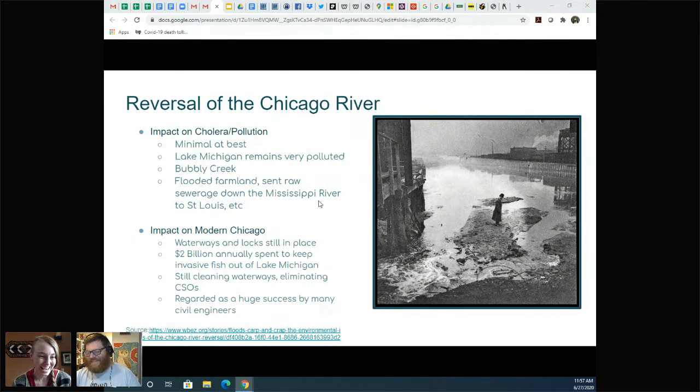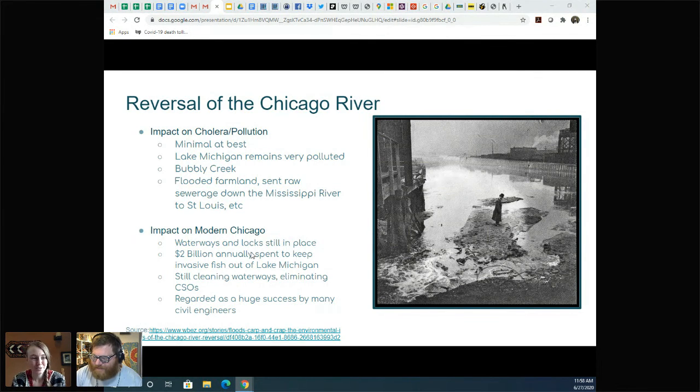It's quite nice. In the wider world, redirecting these rivers flooded farmland in nearby areas and sent tons of raw sewage down to St. Louis, down in the Mississippi River, to the point that St. Louis sued Chicago, although they were dismissed out of hand by the Supreme Court.